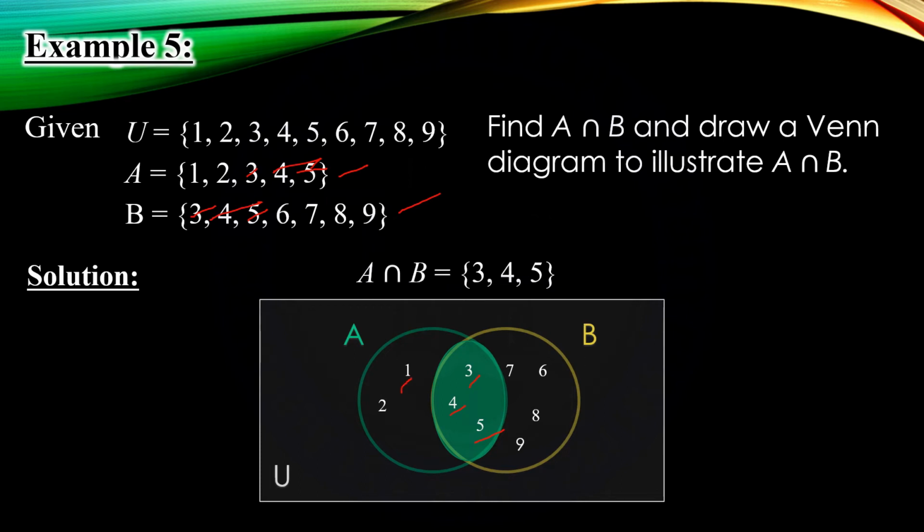We put 1 and 2 here because they belong to set A only. 6, 7, 8, and 9 here because they belong to set B only. So let us have this one.